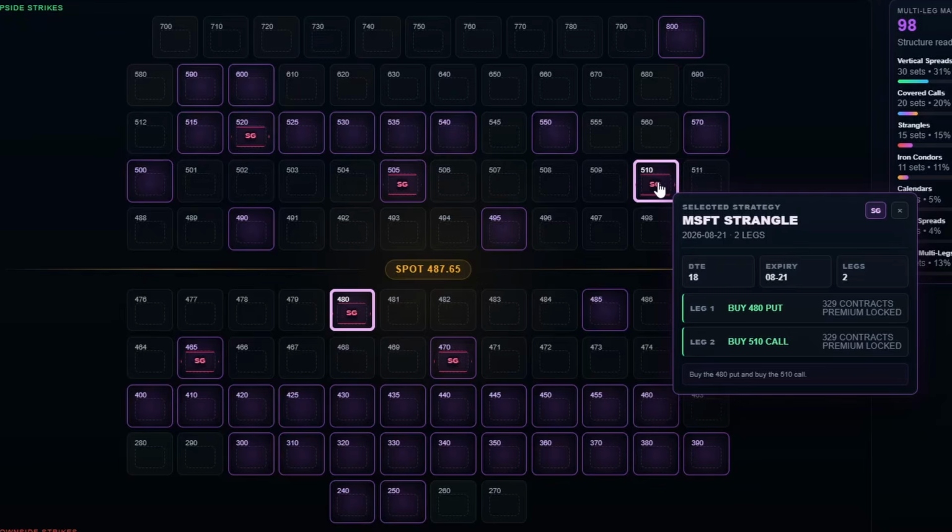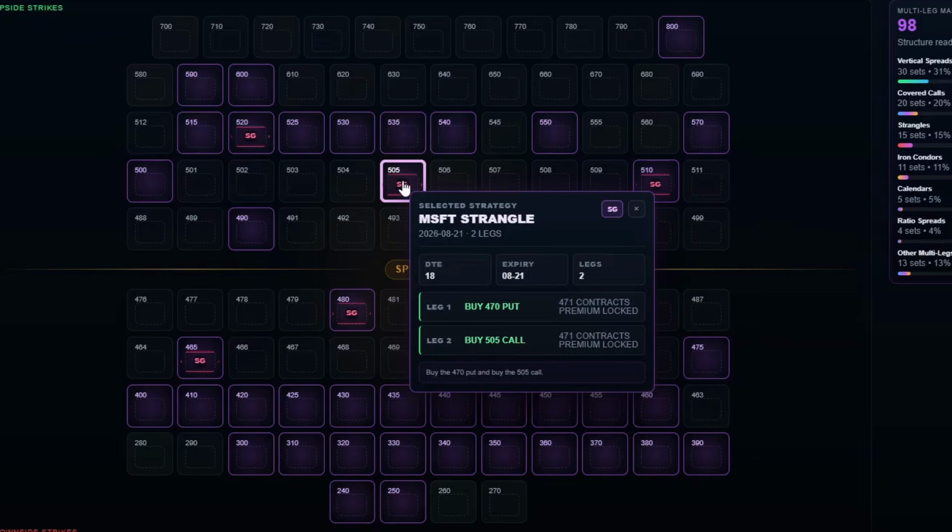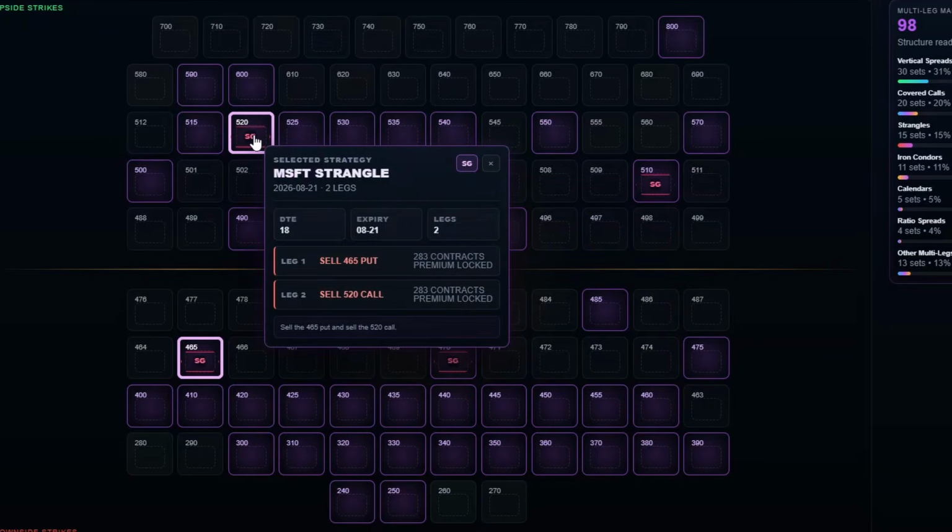This one's very similar, betting that the stock will go above 510 or below 480. But again, the stock would have to be making quite a big move for these positions to be making money, just because of the premium paid on these positions. Now let's go back to this first position here.